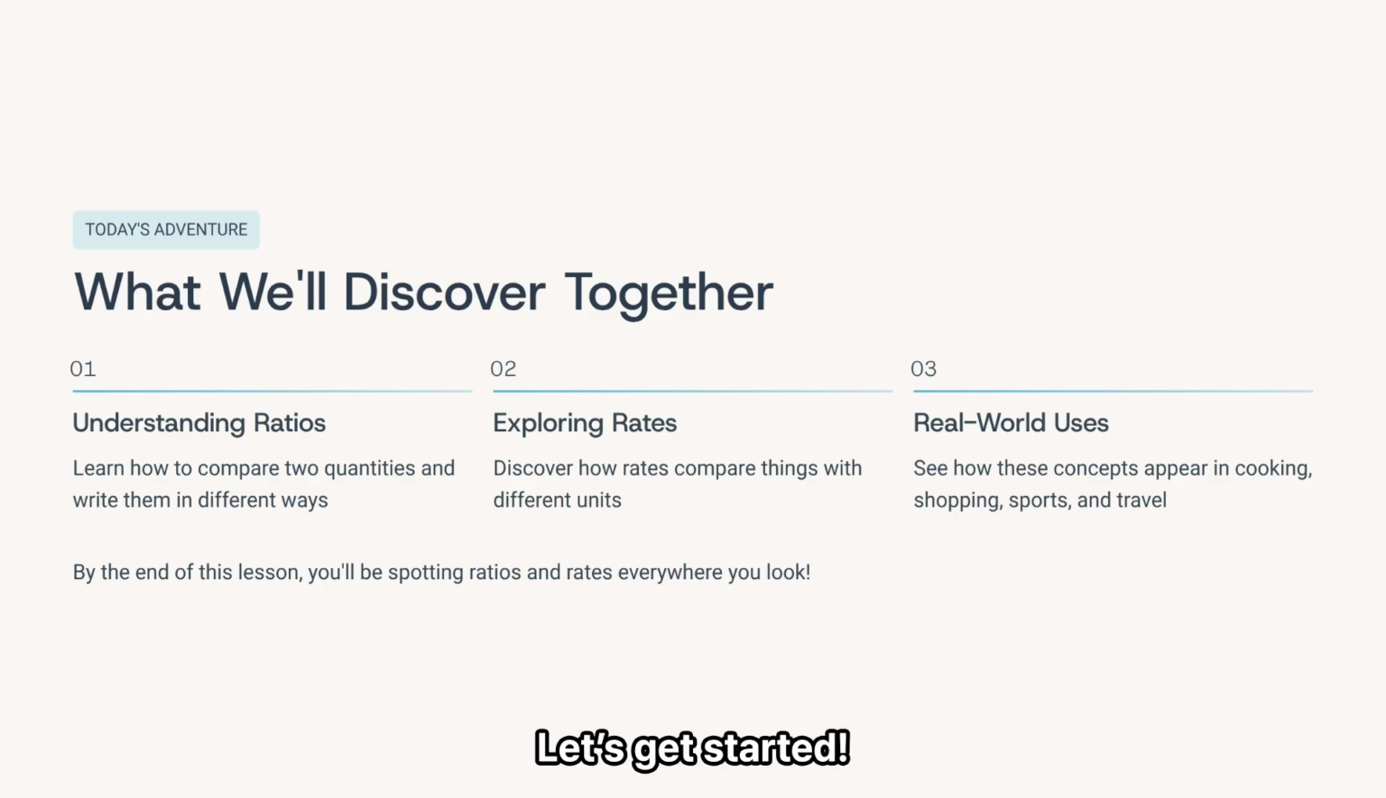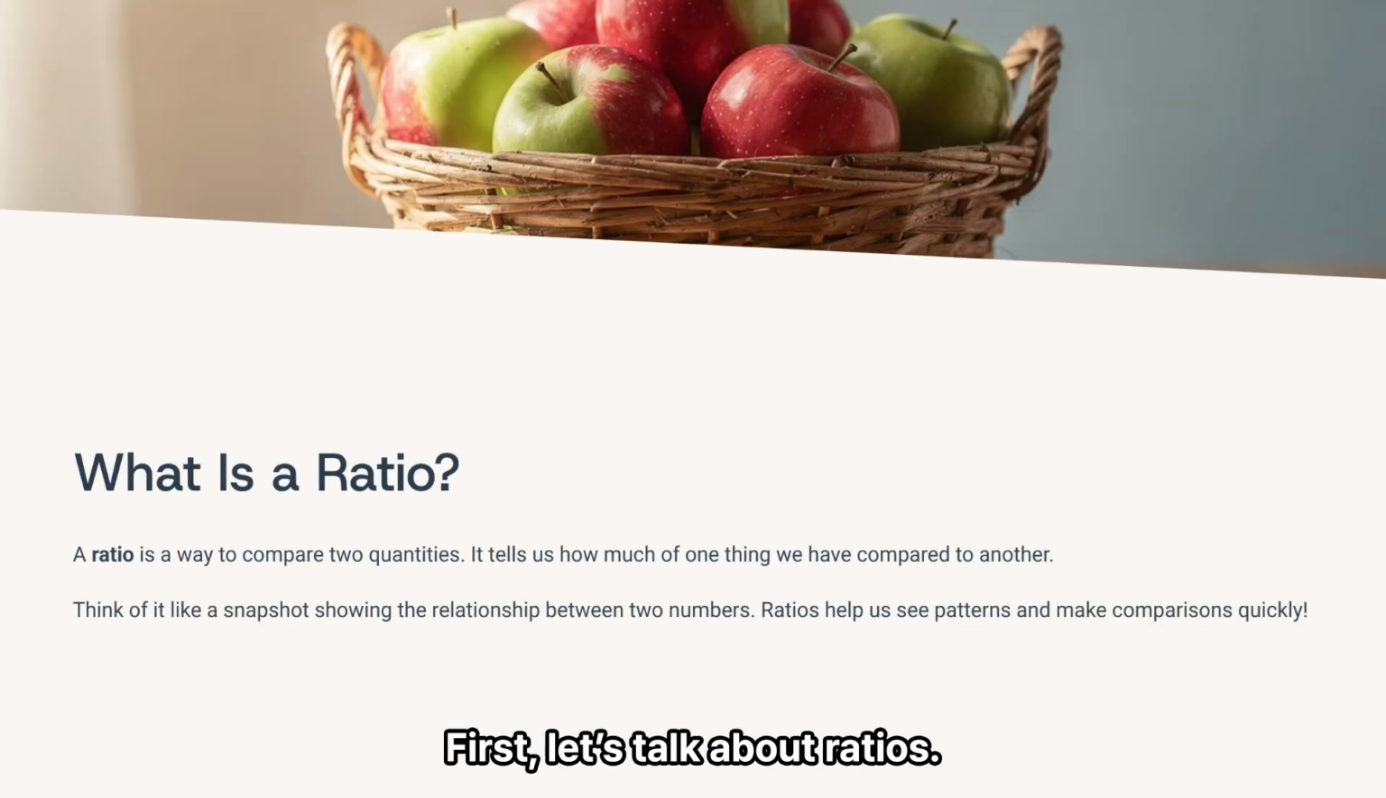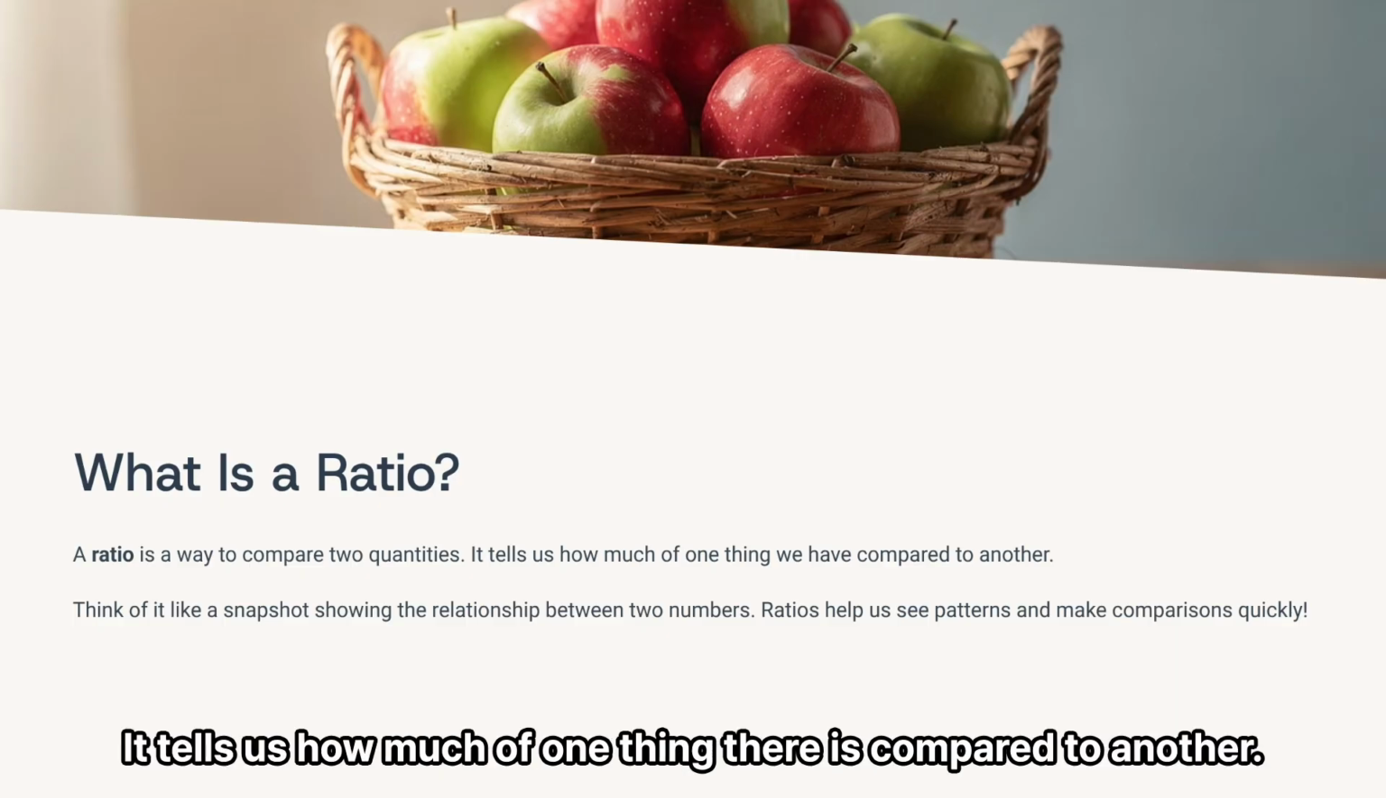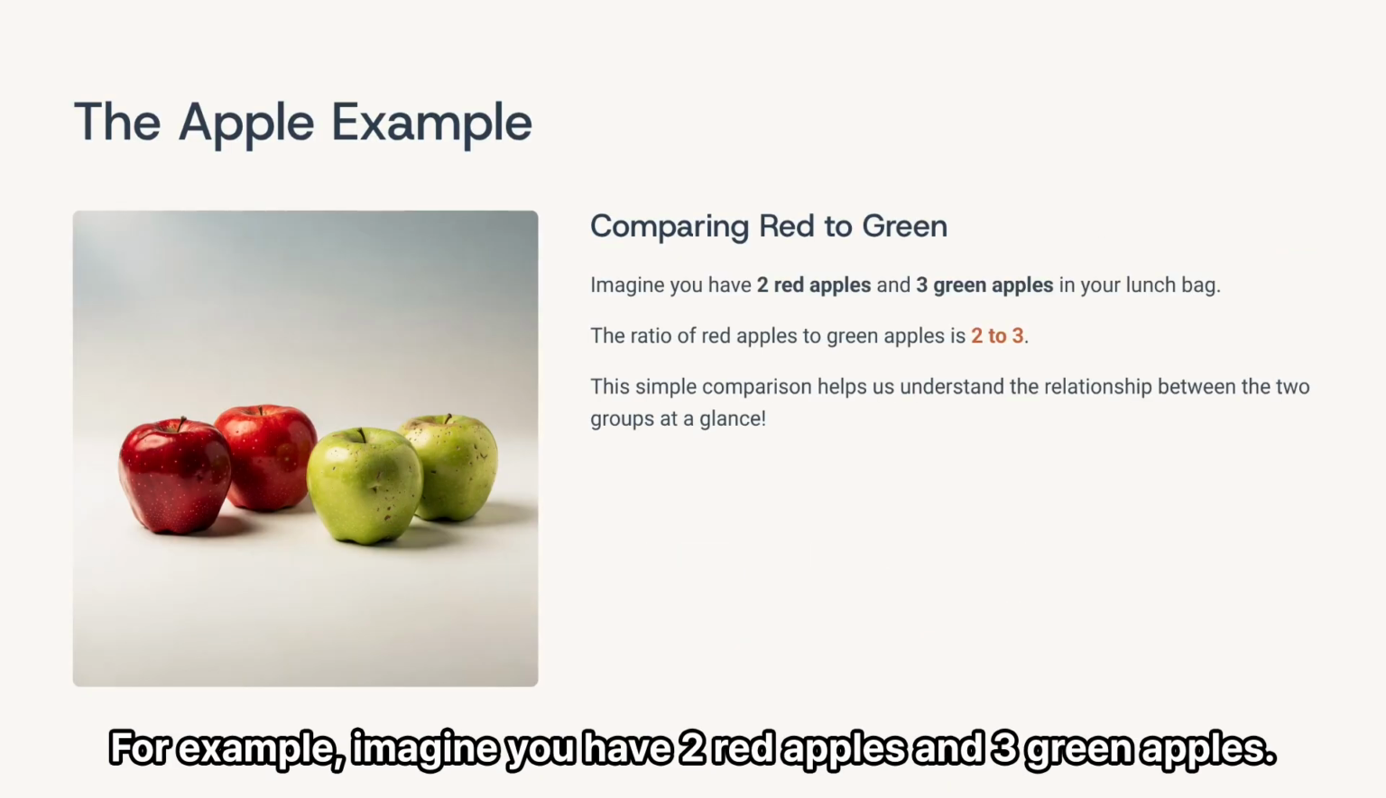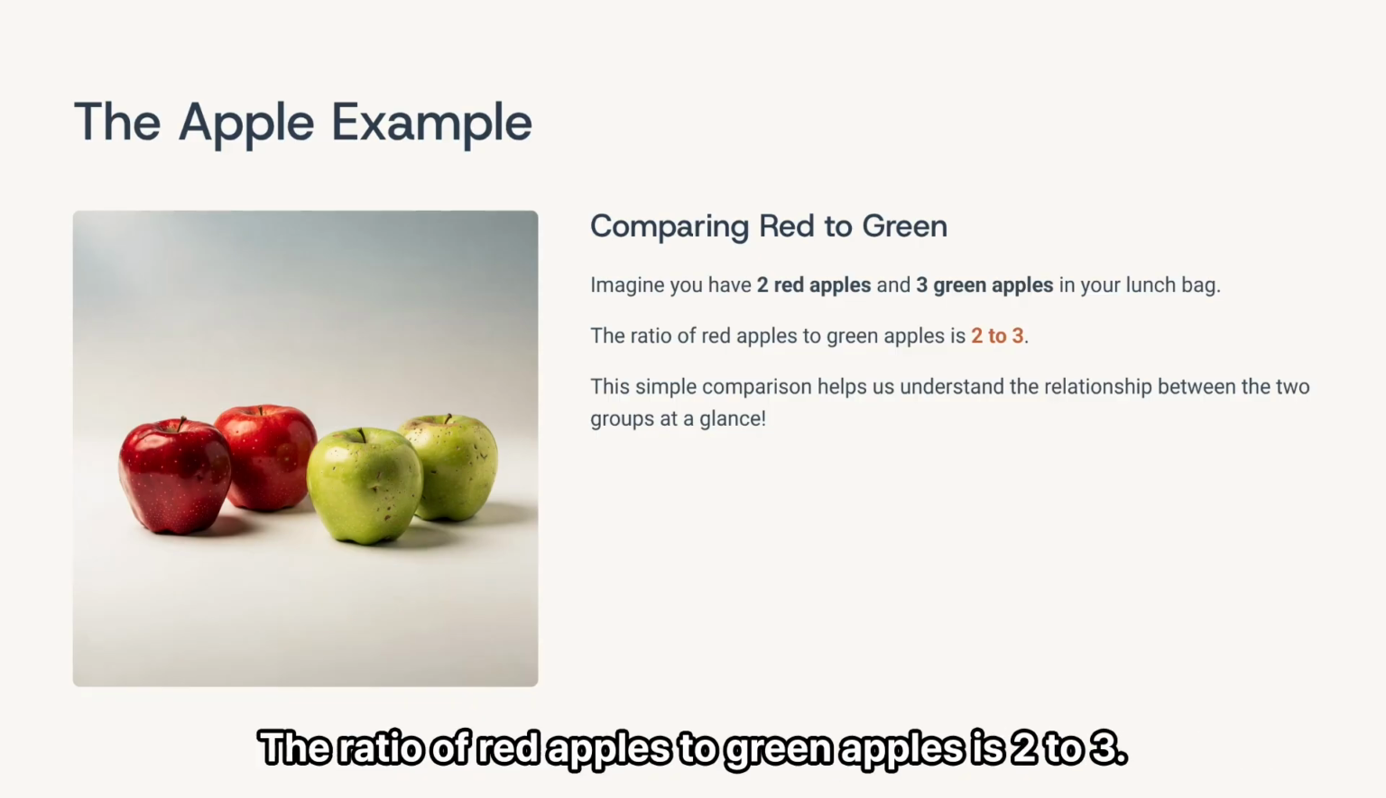Let's get started. First, let's talk about ratios. A ratio compares two quantities. It tells us how much of one thing there is compared to another. For example, imagine you have 2 red apples and 3 green apples. The ratio of red apples to green apples is 2 to 3.